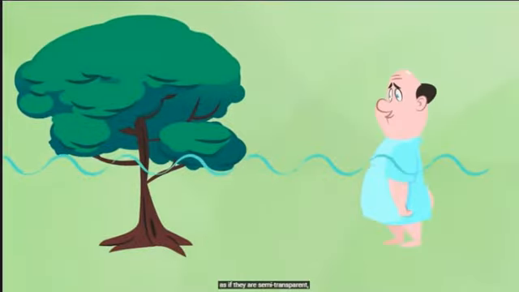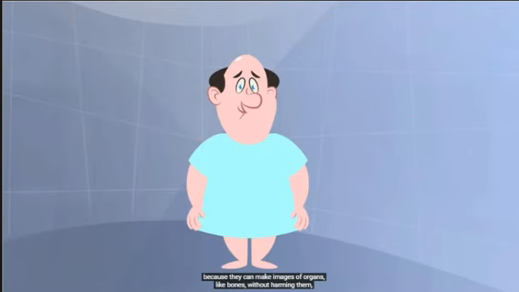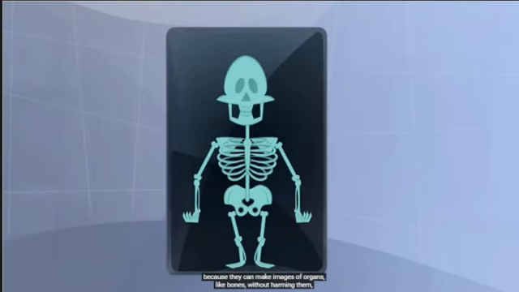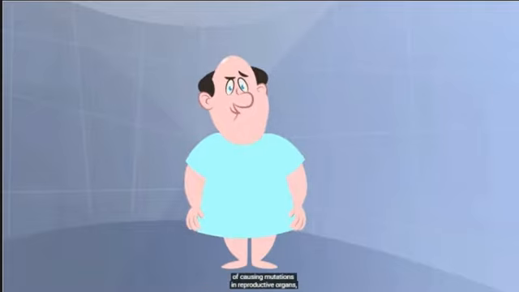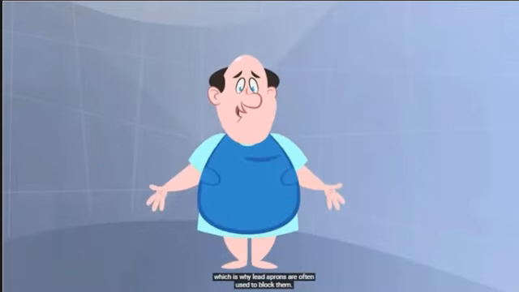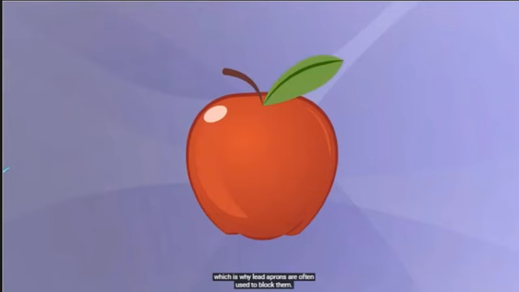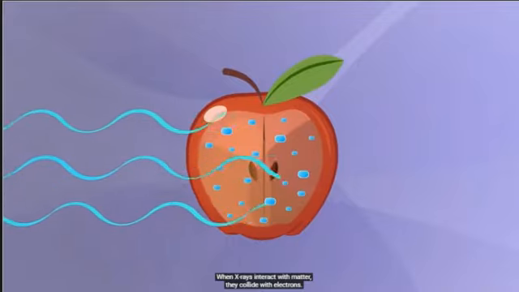X-rays are powerful enough to fly through many kinds of matter as if they are semi-transparent, and they're particularly useful for medical applications because they can make images of organs, like bones, without harming them, although they do have a small chance of causing mutations in reproductive organs and tissues like the thyroid, which is why lead aprons are often used to block them. When X-rays interact with matter, they collide with electrons.